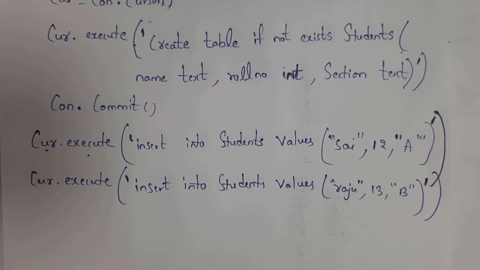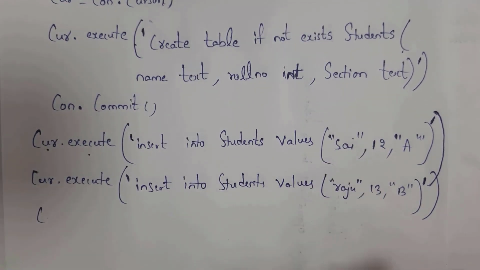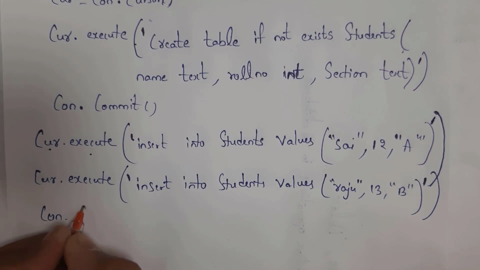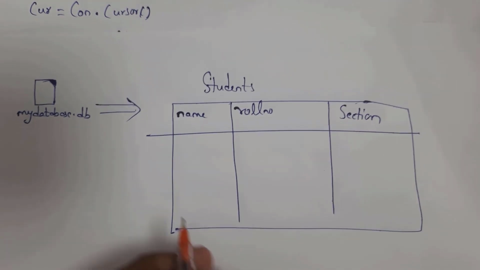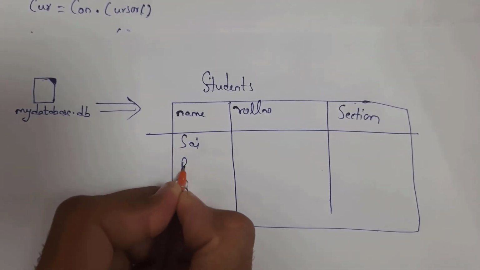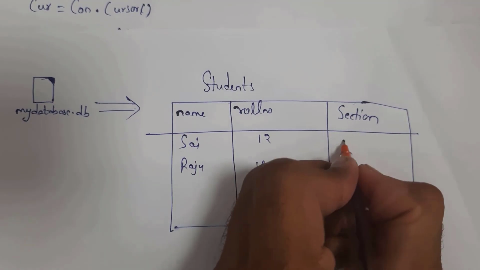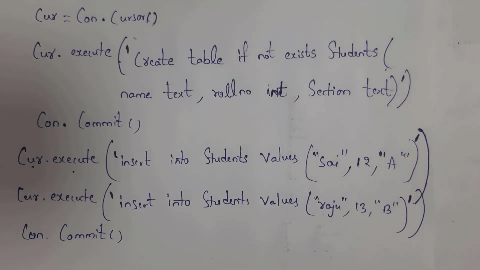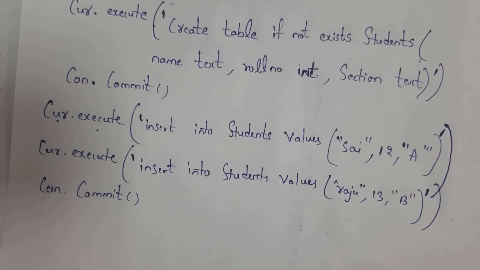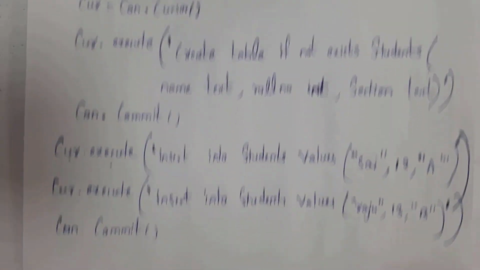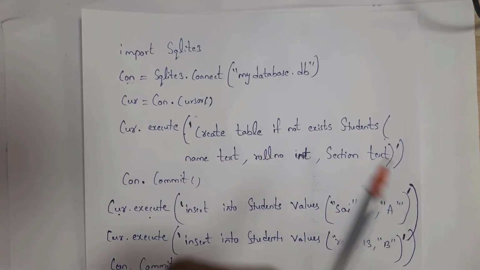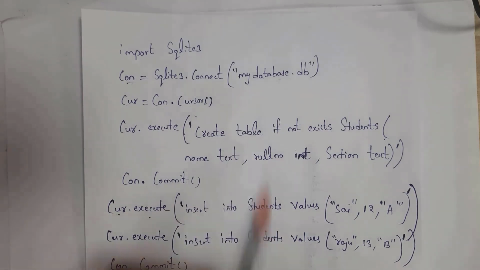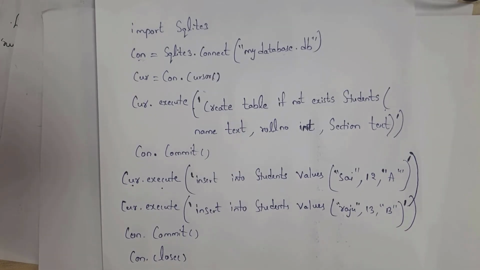I already said before, whenever you perform any operation, you need to write connection.commit. So this data will be stored in the database permanently. So just write here connection.commit. Whenever I run this line of code, in my database, inside the students table, it will insert values like Sai, Raju, roll number 12 and roll number 13, and section A and section B. After performing all these operations, at last we need to close our database. My database is present in the variable con. So just write here connection.close. This is the program to create a database, to create a table in the database and to insert values. Whenever I run this program, this is my output.